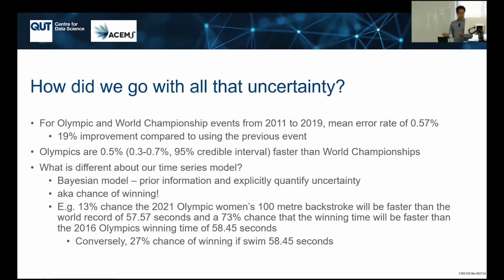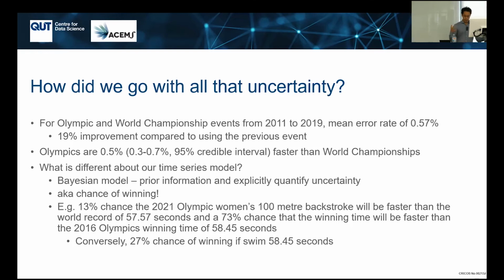And then the so what aspect. As I say, all models are wrong, but some are useful. The main thing here is looking at what the chances of winning are, which is something everyone is familiar with and is a key advantage of the Bayesian approach. For example, there's a 13% chance that the 2021 Olympic women's 100-meter backstroke will be faster than the world record of 57.57 seconds. That's a small chance, but there's a 73% chance that it will be faster than the 2016 Olympic winning time of 58.45 seconds.